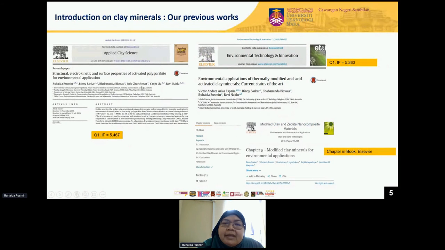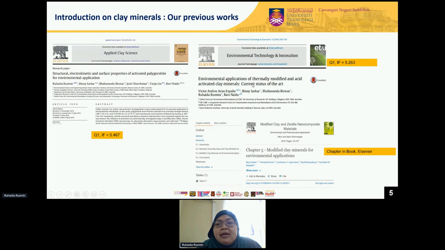Next, previously our team worked on a type of clay called palygorskite. Palygorskite is a type of clay mineral that exists in abundance in Australia, but it is not fully utilized. So our team looked into understanding the structural, electrokinetic, and surface properties of this palygorskite.